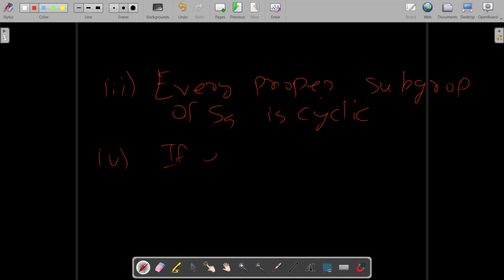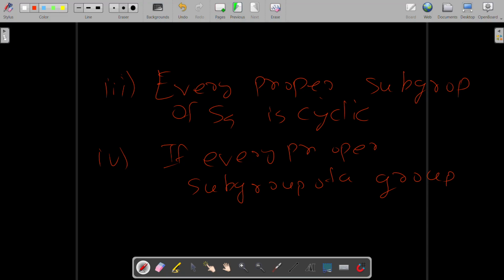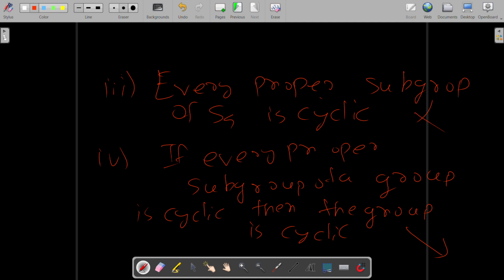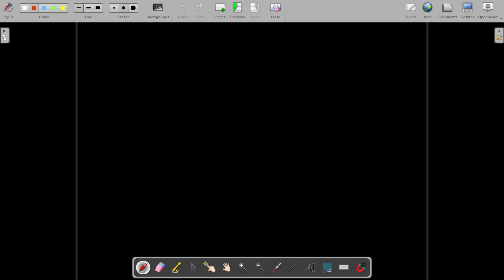If every proper subgroup of a group is cyclic, then the group is cyclic. This is not true. This is also not true. We can give an example like Q8, where all the proper subgroups are cyclic, but the group itself is not cyclic. Or even we can give the example of K4.